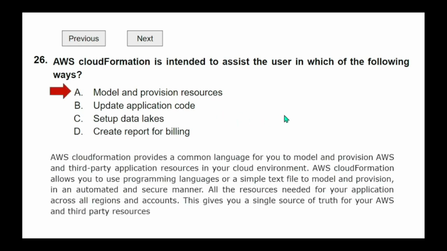So AWS CloudFormation provides a common language for you to model and provision AWS and third-party application resources in your cloud environment. AWS CloudFormation allows you to use programming languages or a simple text file to model and provision in an automated and secure manner all the resources needed for your application across all regions and accounts. This gives you a single source of truth for your AWS and third-party resources.